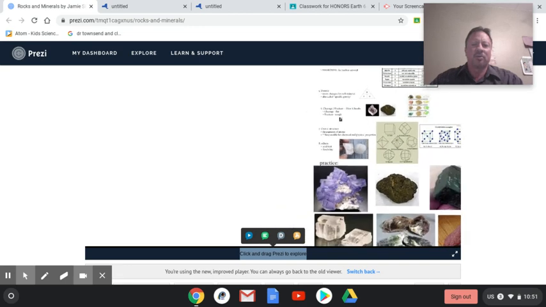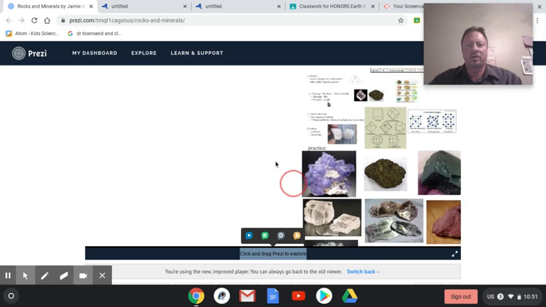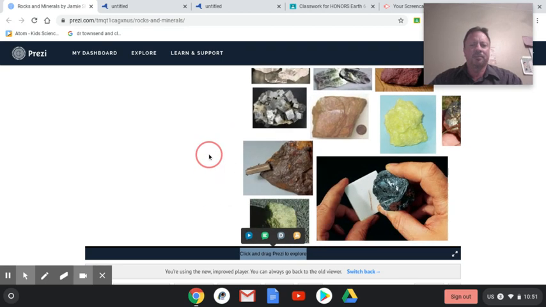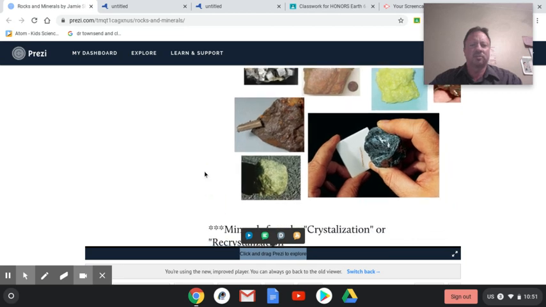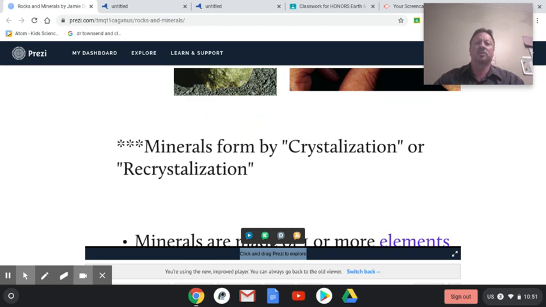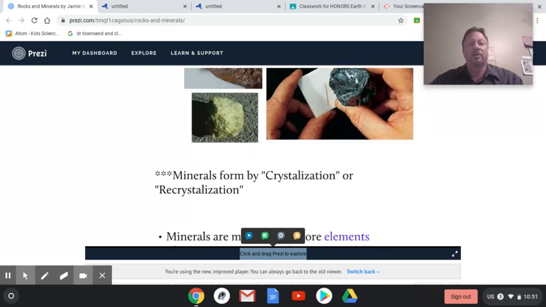I'm going to get away from the practice for a little bit. There are still a few more notes I want to talk about. The processes that create minerals. These are all practice ones that we'll talk about in a little bit. The processes that form minerals are called crystallization and recrystallization. If you see those terms anywhere, they are talking about minerals.